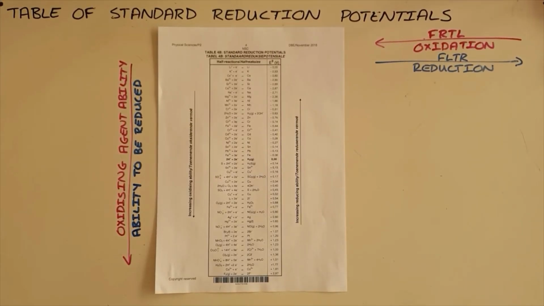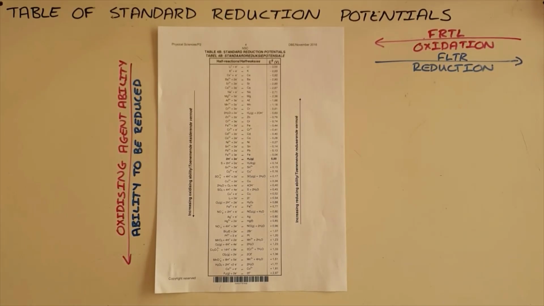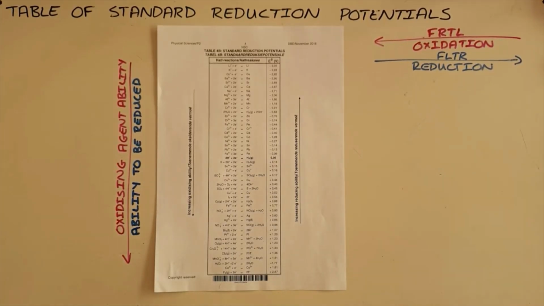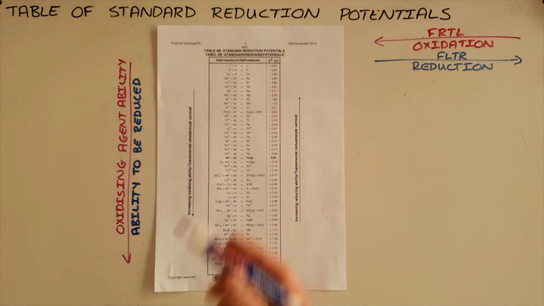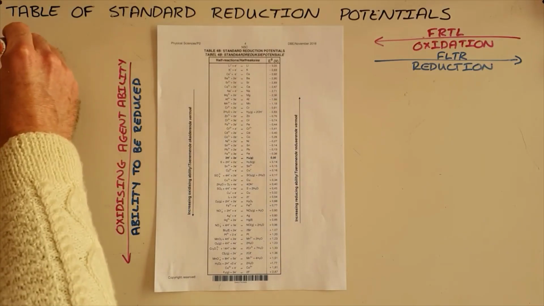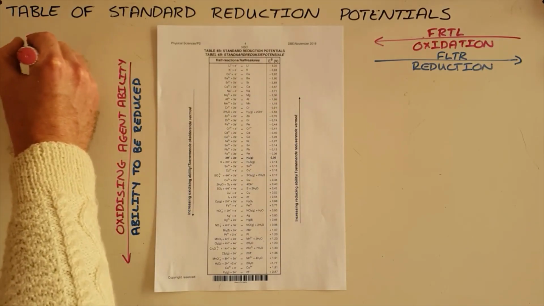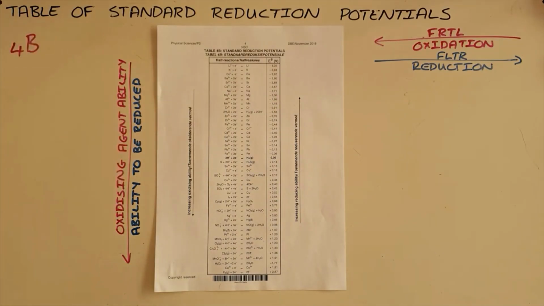The table of standard reduction potentials is a useful tool to be used when evaluating redox reactions, and it's important to understand exactly how this table is laid out so that it can be used more effectively. So the first thing that you'll notice is that in the NSC exams there are two tables given, a table 4A and a table 4B.